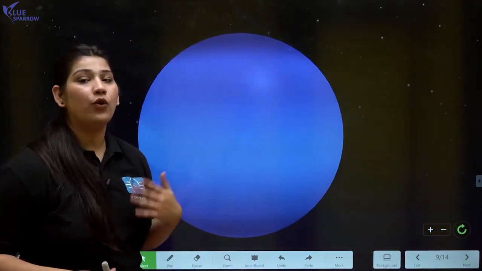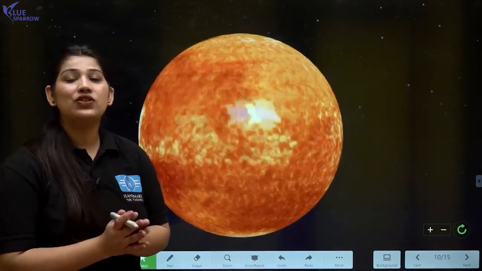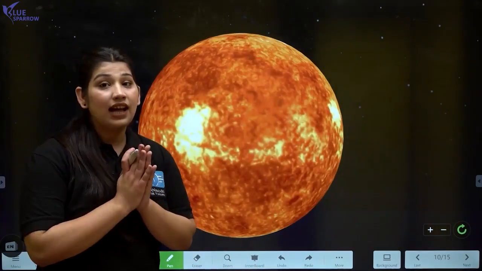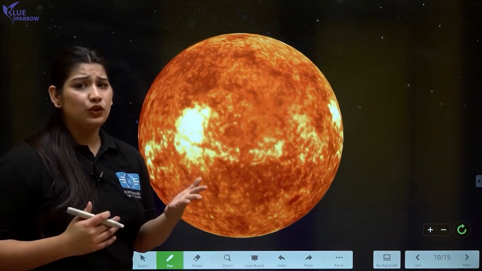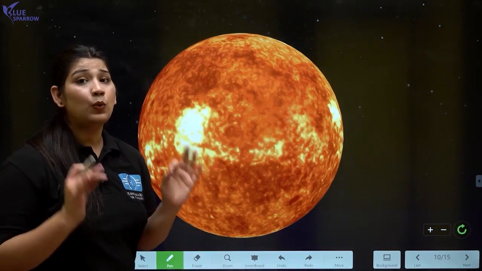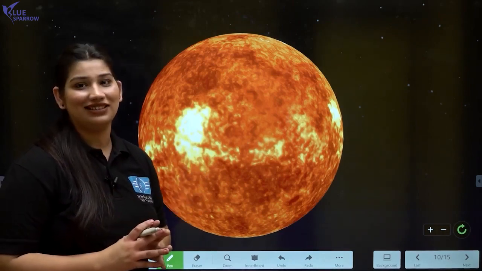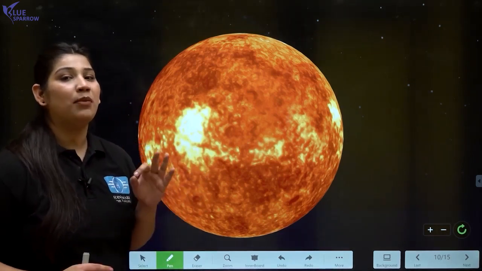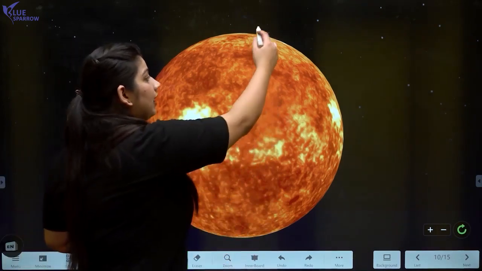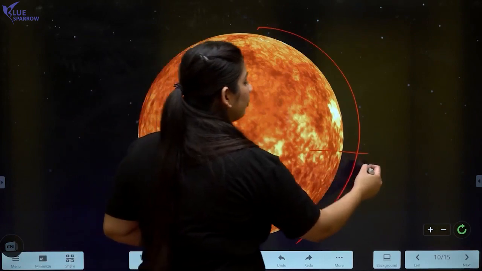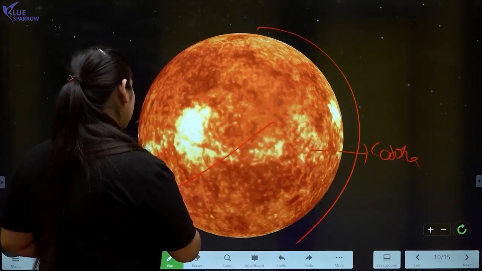Let us move forward and understand about the center of our solar system, which is the Sun. The Sun is a huge ball of gases. Do you know its size is about 100 times more than the planet Earth? Hydrogen and helium are the major constituents of the Sun. The Sun has a thin outer layer called the corona and an inner layer called the core.